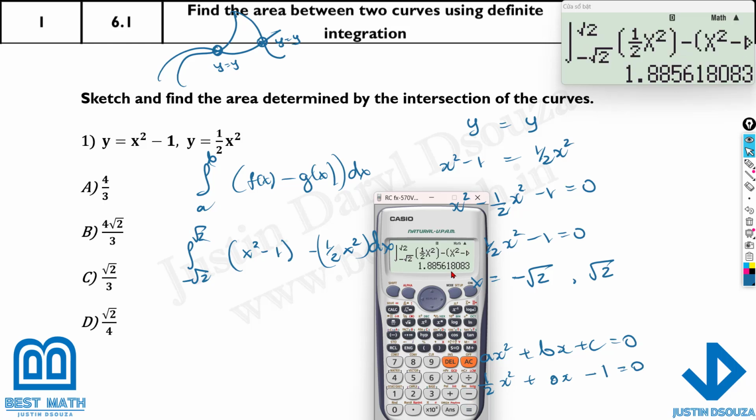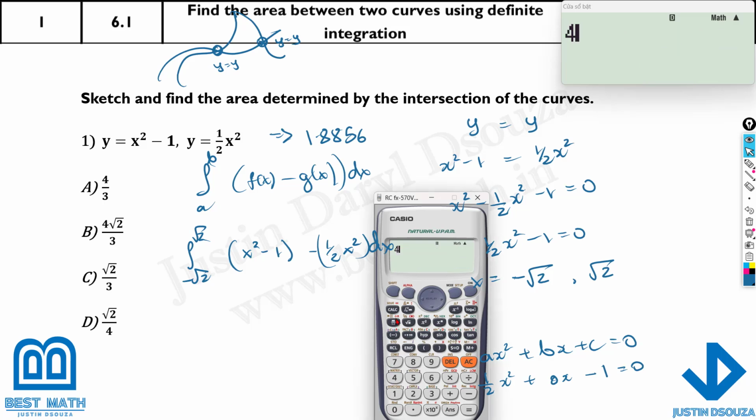Minus the next one, you can see the answer will be in positive terms. One of the answers over here is 1.8856. 4 decimal points are enough. Now, which is the correct one? 4 by 3 is 1.33. So we can easily eliminate that. This is not the correct answer.